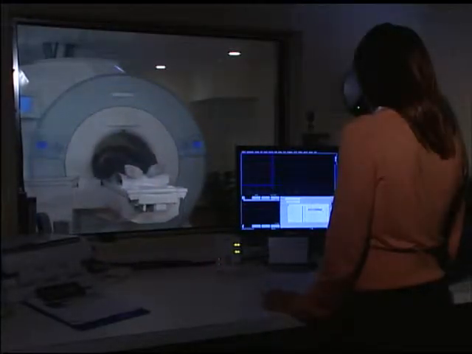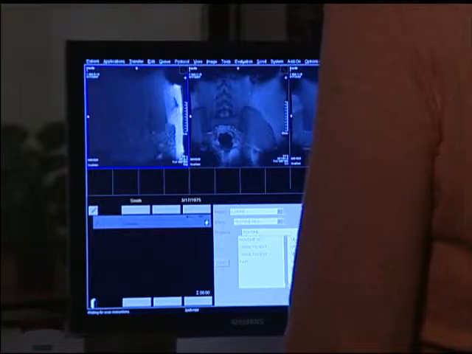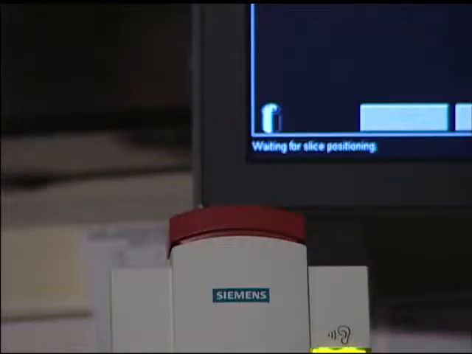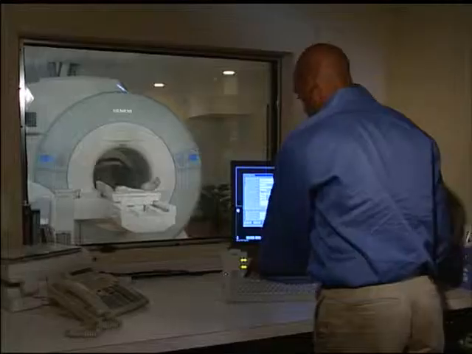The MRI exam generally takes between 20 minutes and 1 hour. During this time, a series of images will be taken. Each set of images requires several minutes to complete. An intercom system keeps you in two-way communication with the trained medical professional performing your exam, the MRI technologist.